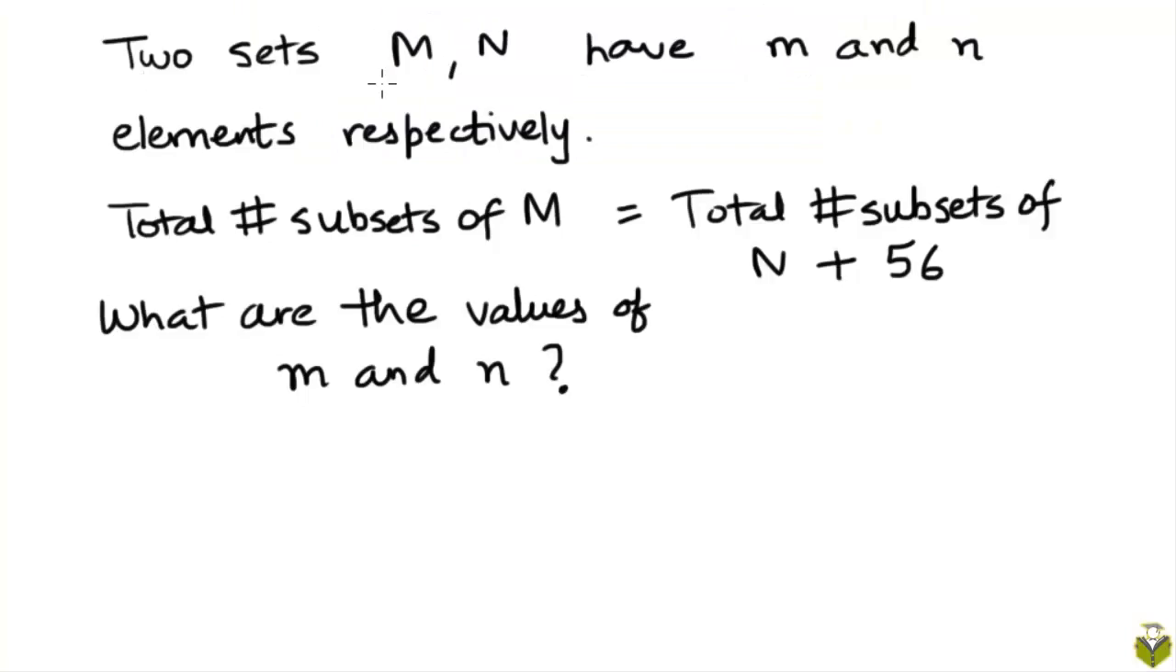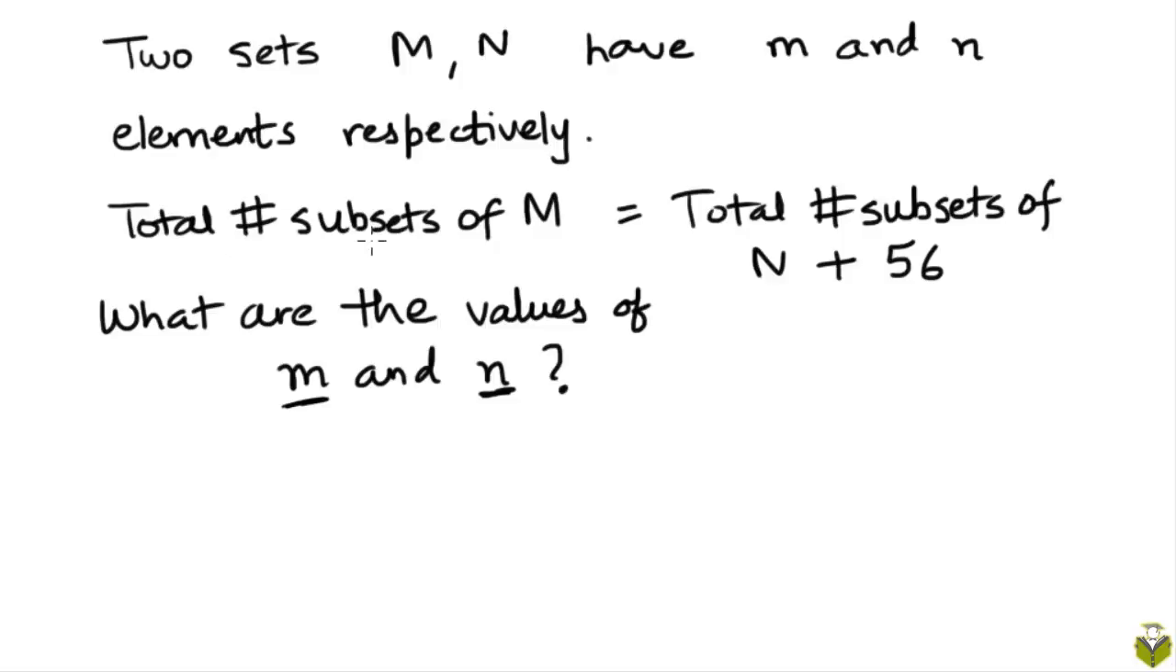Suppose we are given two sets M and N that have small m and small n elements respectively. We are also given that the total number of subsets of the set M is 56 more than the total number of subsets of the other set N. So what are the values of small m and small n? Or how many elements are there in the two sets M and N?